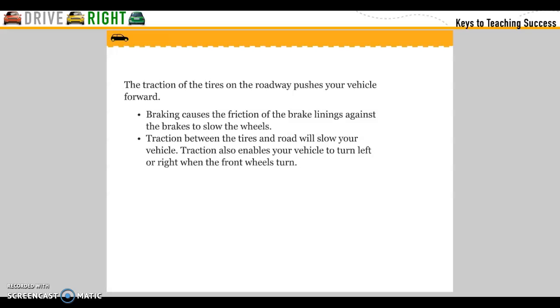The traction of the tires on the roadway pushes your car forward. Brakes cause the friction of the brake lining against the brakes to slow the wheels. Traction between the tires and the road will slow your vehicle. Traction also enables your vehicle to turn left or right when the wheels are turned.